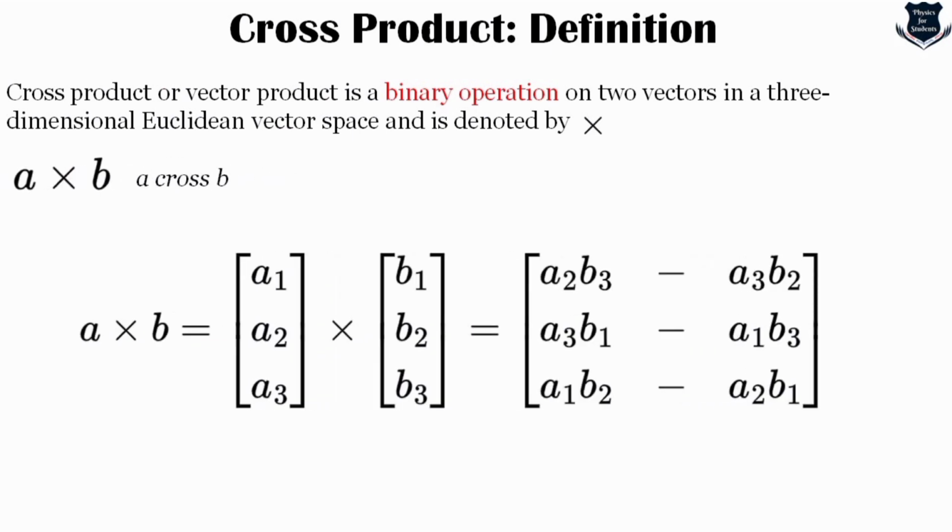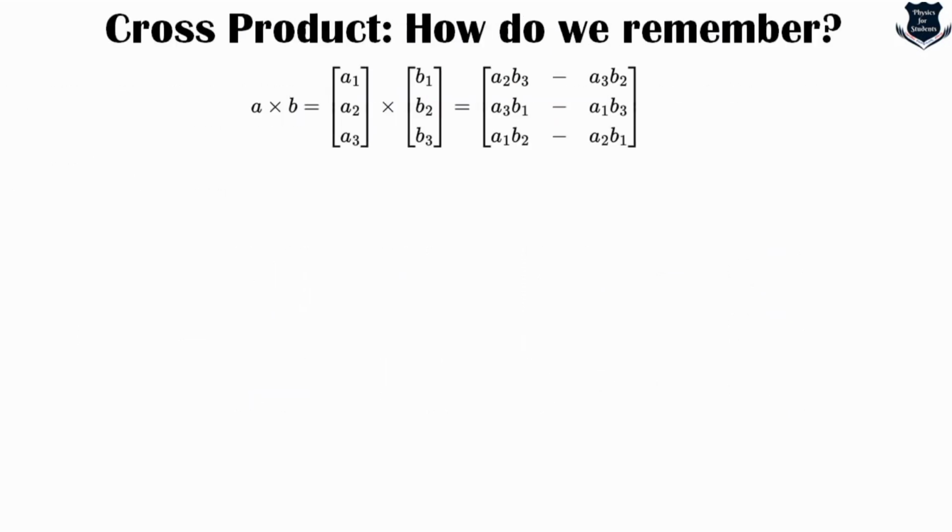And if I go with the mathematical definition, it is something very cumbersome. I understand it looks like this. But don't worry, I'm going to give you a very simple formula through which you can remember the cross product. Now, this is the one which we are trying to find. This is difficult, I understand.